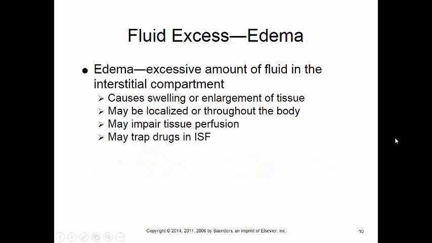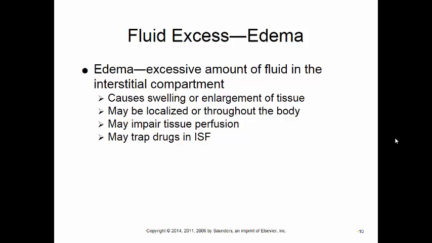When we have excess fluid inside the body, and typically in the interstitial component, which is the tissue compartment, we call that edema. So this is where we have extra fluid in the tissues, not in the cells, but in the tissue surrounding the cell, in the interstitial compartment, in between cells. This edema causes swelling and enlargement of the tissue. It can be localized into one area, so we can sprain our ankle and swell our ankle up, or it can be systemic, which means it's throughout the whole body.